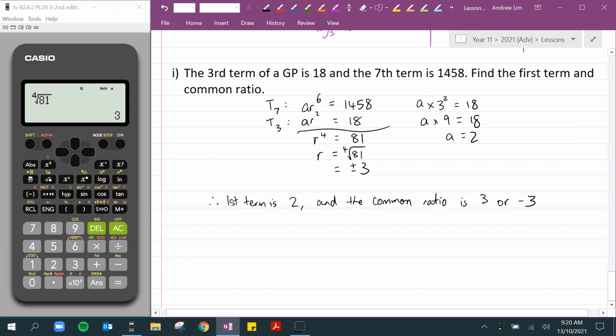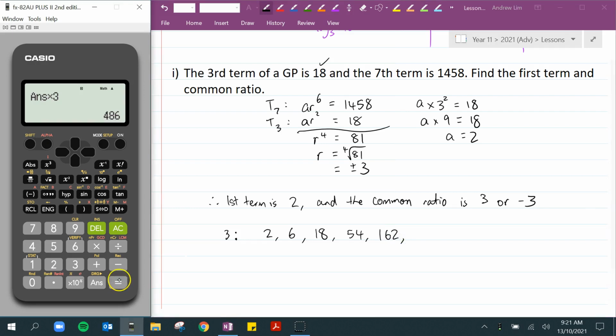So let me just prove that this works. If the first term is 2, and the common ratio is positive 3, let's go up to the 7th term. So 2 times 3 is 6, times 3 is 18. Yep, that's good. Times 3, 54. Times 3, 162. 486. 1458. 1, 2, 3, 4, 5, 6, 7. Yep, the 7th term is 1458.